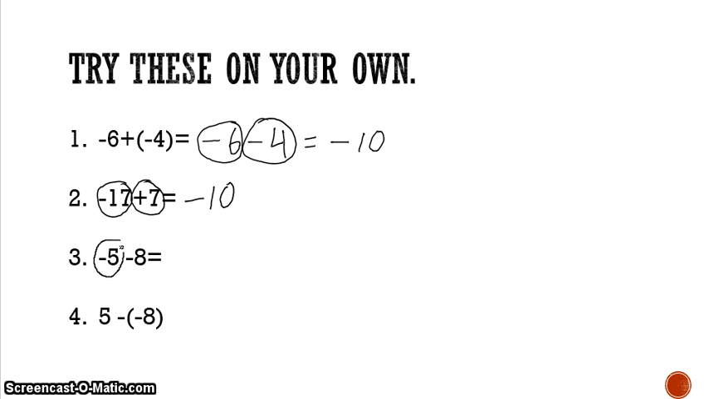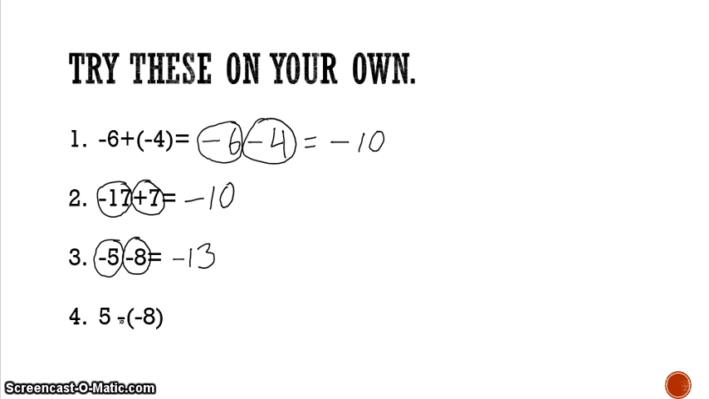Then here I have negative 5 and negative 8. Negative, negative, the signs are the same. So my rule is to add and keep the sign. 5 plus 8 is 13. And I'm going to keep the sign, that's a minus.